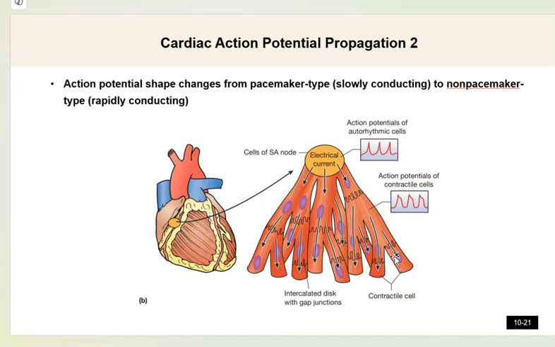So, increased L-type calcium currents in these action potential cells cause a stronger contraction, so increased contractility. Cardiac muscle L-type calcium channels are stimulated by beta-1 adrenergic receptor activation. That results in an increased heart rate. It also results in increased AV nodal conduction speed and increased contractility.